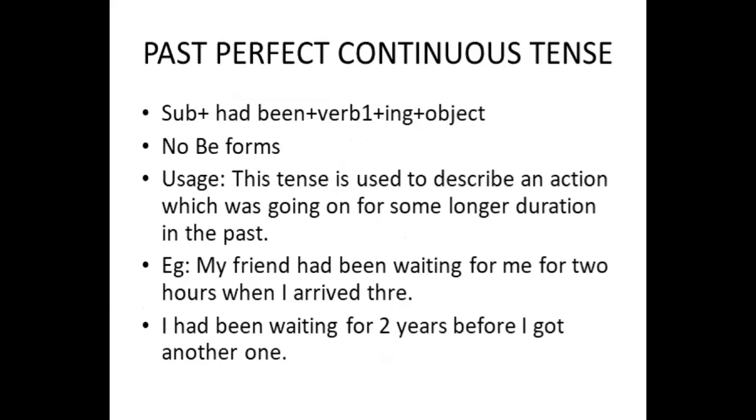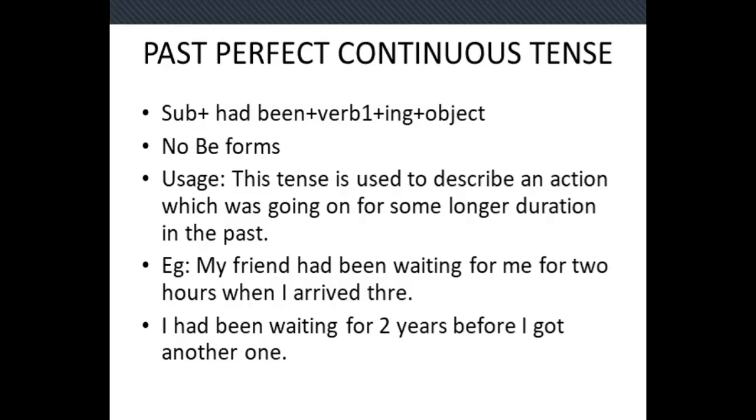Remember, present perfect continuous tense, past perfect continuous tense, future perfect continuous tense and future continuous tense have no be forms, so we cannot change them into passive voice. So out of 12 sentences, only 8 sentences we can change into passive voice. Remaining 4 tenses we cannot change into passive voice as they have no be forms. Now let us see the uses of this tense, when to use this past perfect continuous tense.